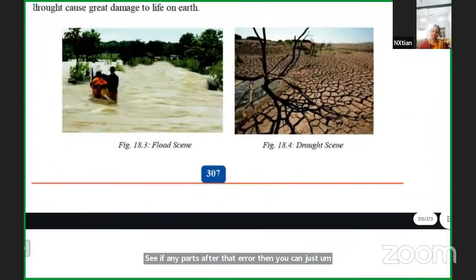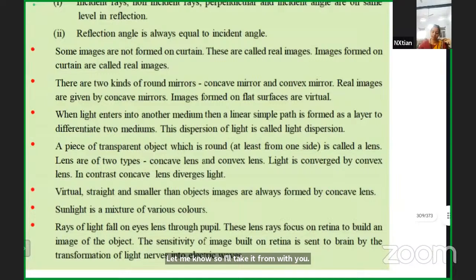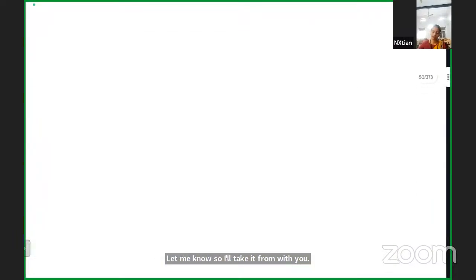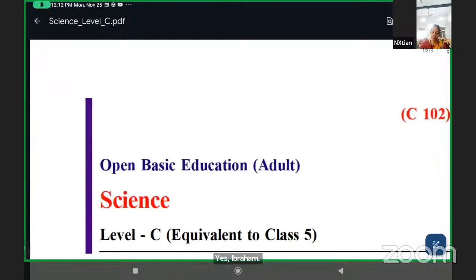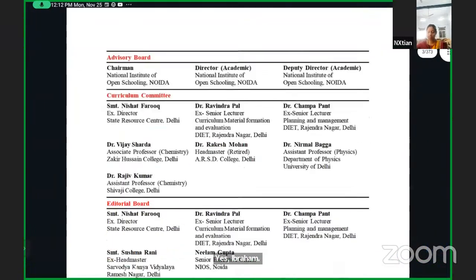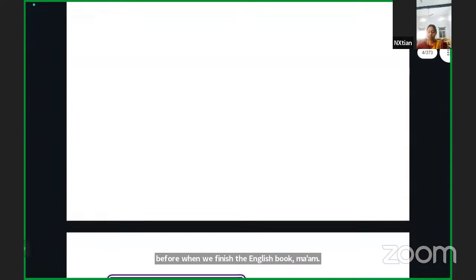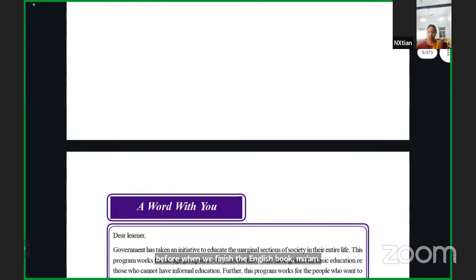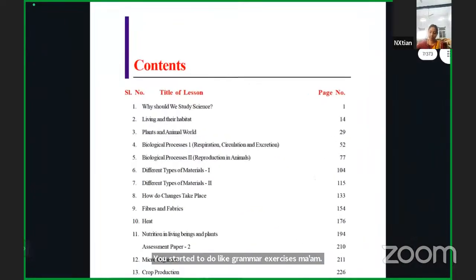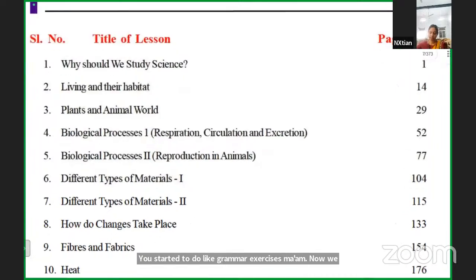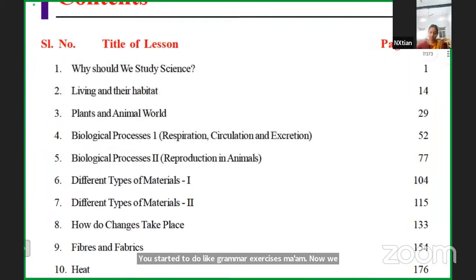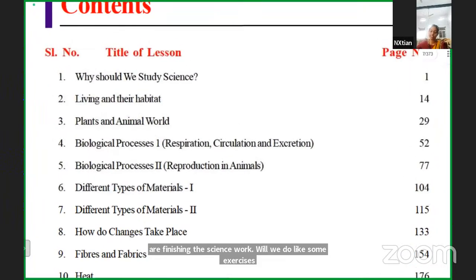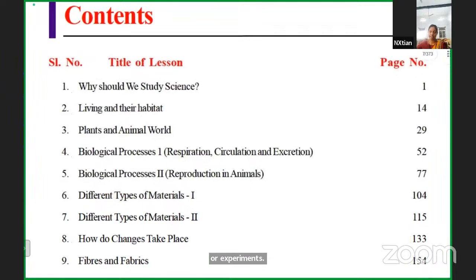Yes, Abraham. Ma'am, when we finished the English book, you started to do grammar exercises. Now we are finishing the science book. Will we do some exercises or experiments?